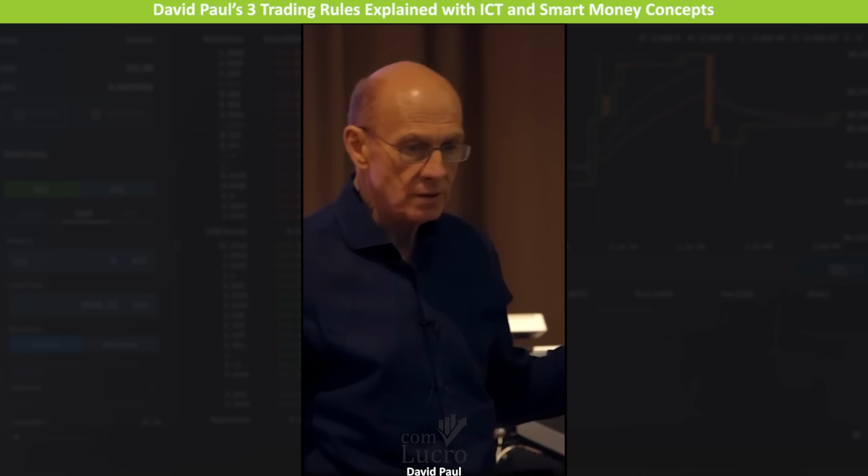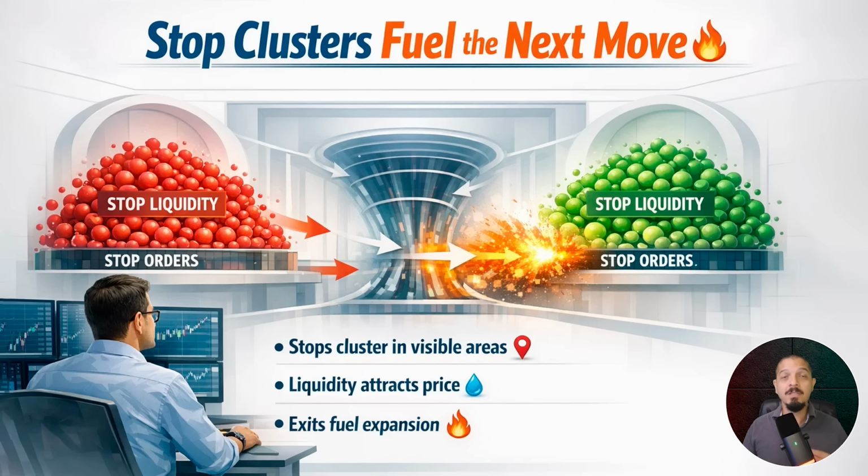At least I am. What he is describing is not just psychology, it is mechanics. When traders are stopped out, their exits become fuel for the next move. Those stops are not random. They cluster around very specific areas on the chart, areas that are visible and predictable. To apply this rule properly, we must first understand where that liquidity sits and why price is naturally drawn toward it.